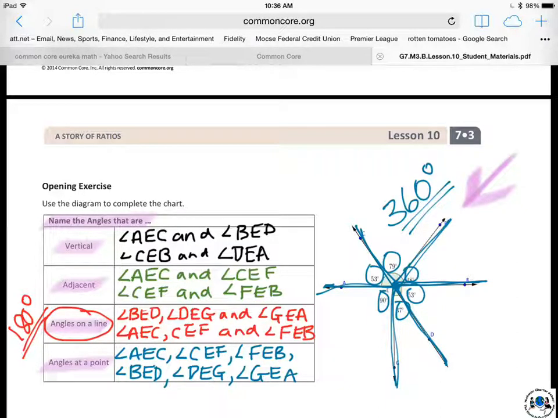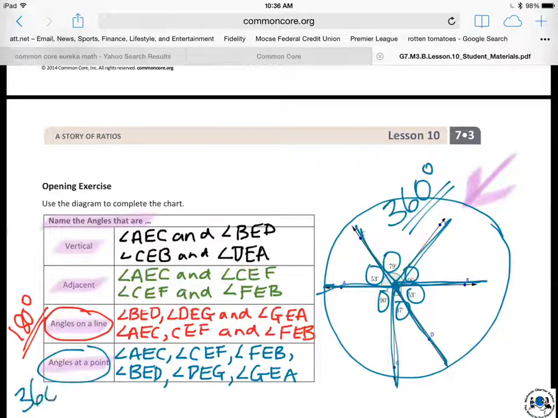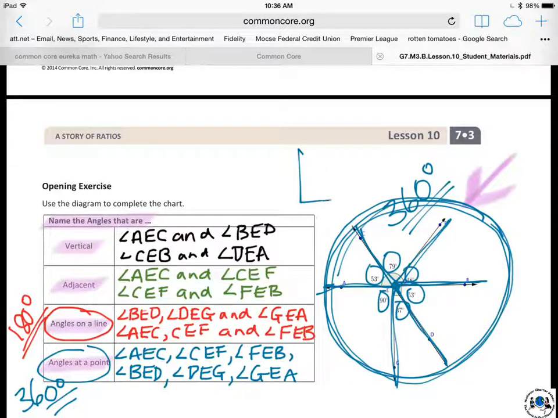With angles at a point, if a diagram looks like this, you will have only one answer, because in this case we are looking at 360 degrees, which is of course the measurement of a circle, and also the measurement of all the angles in any quadrilateral. Okay, alrighty.